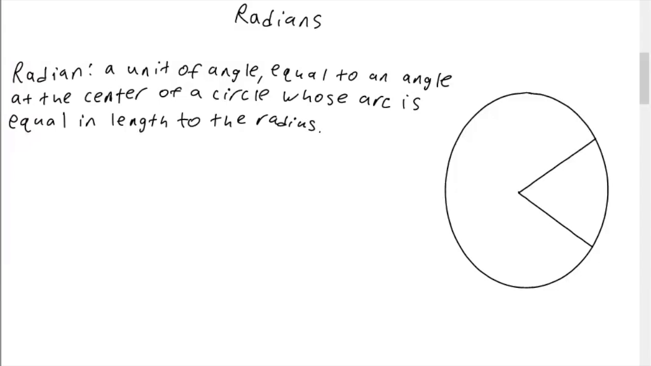First, let's talk about radians. What is a radian? A radian is a unit of angle equal to an angle at the center of a circle whose arc is equal in length to the radius. Well, what does that mean? It means, let's say we have a radius with length 5.